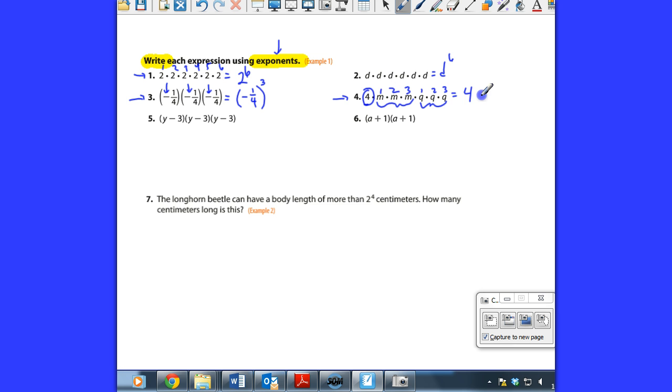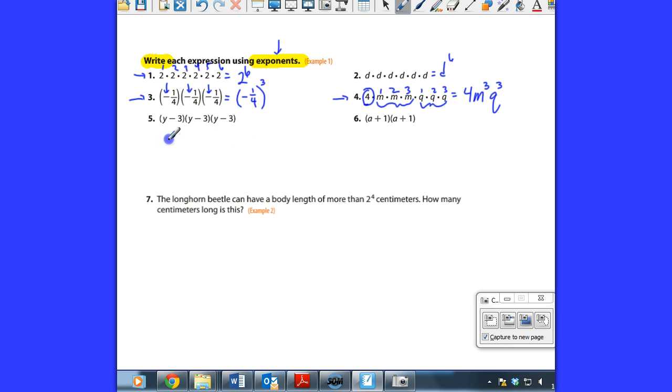4. Now I have 3 m's multiplied. Okay, so the base is m. Since it's multiplied 3 times, the exponent is 3. Q multiplied 3 times goes like this. So you have 4m to the third, q to the third is how you would rewrite this expression number 4.